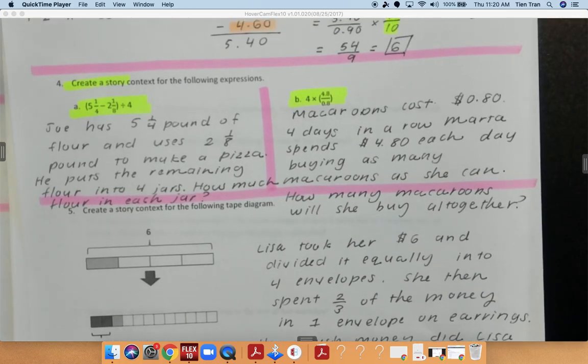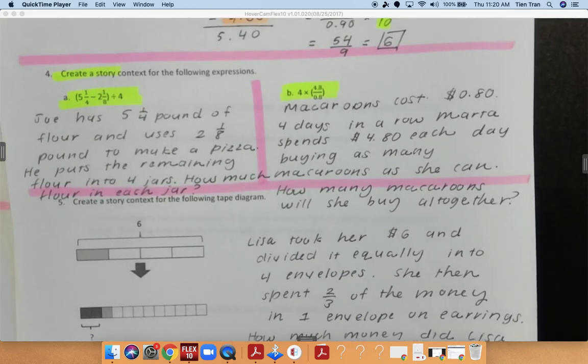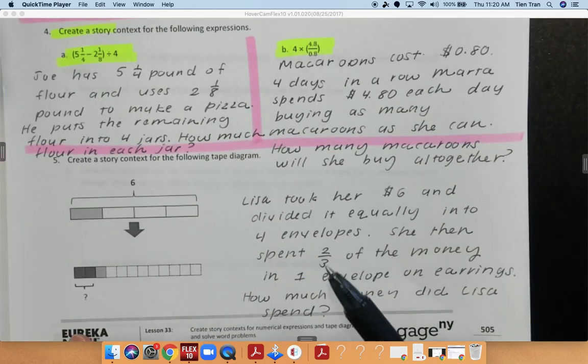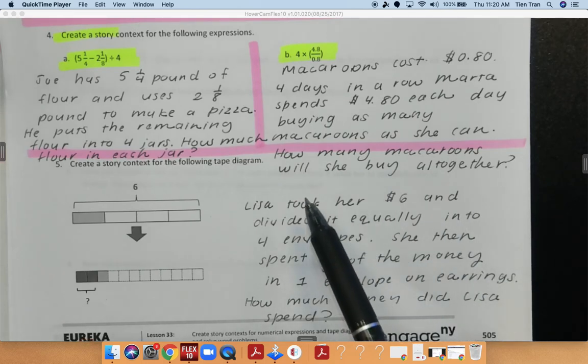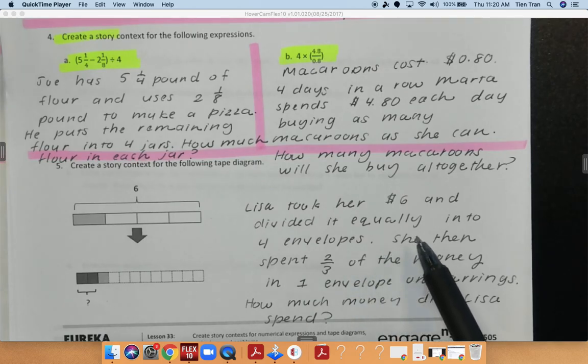And for problem 5, they ask you to create a story context for the following tape diagram. For this tape diagram, again, there is no wrong answer. You can choose which one you want. But this is my story problem. Lisa took her $6 and divided it equally into 4 envelopes. She then spent 2/3 of the money in one envelope on earrings. How much money did Lisa spend? And that is all for today.